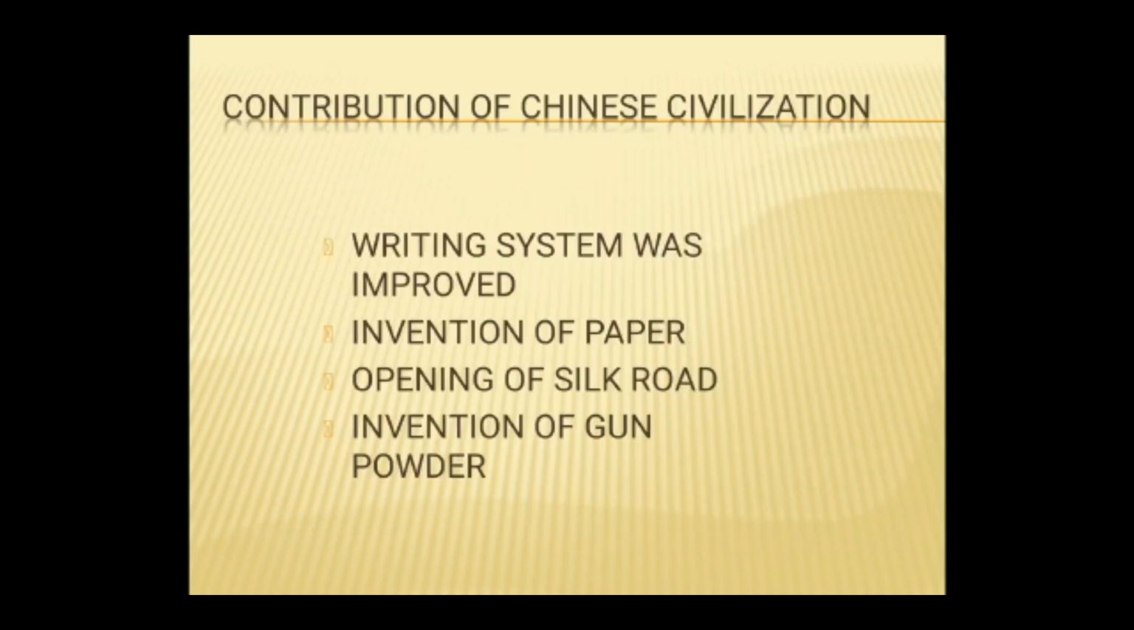Contributions of Chinese civilization. Improvement of the writing system, invention of paper, opening of the Silk Road, and invention of gunpowder were the important contributions of the Chinese civilization to the modern world.